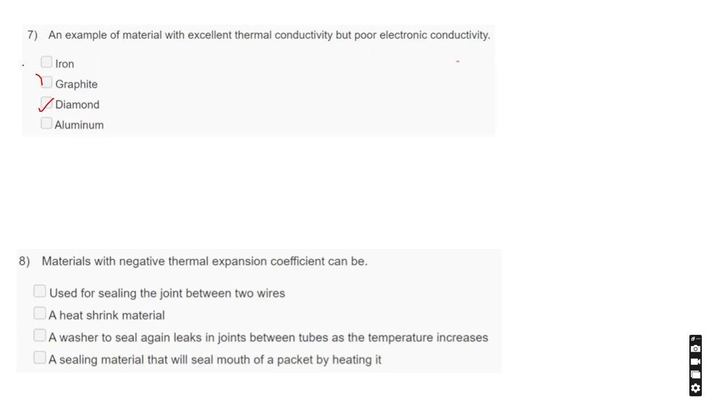It's sp3 hybridized, so there are no free electrons. Normally we know that iron and aluminium are well-known materials, and both have thermal conductivity and electrical conductivity. Then only graphite and diamond remain. In graphite, carbon atoms are bonded like this, so it is sp2 hybridization. The s orbital and p orbitals, px, py, pz, but only two p orbitals play a role in sp2, and here electrons are free, so electrons can move. So graphite is a good conductor.